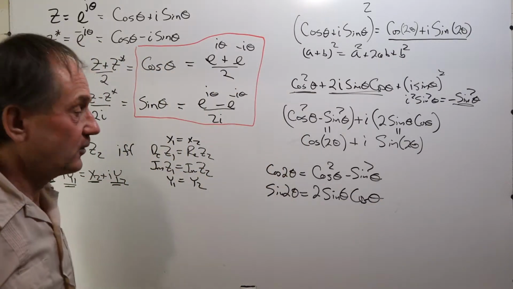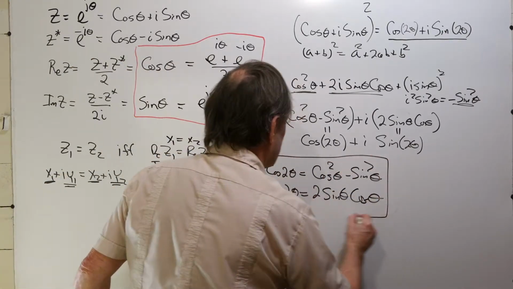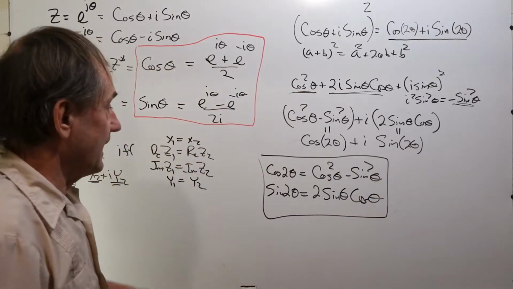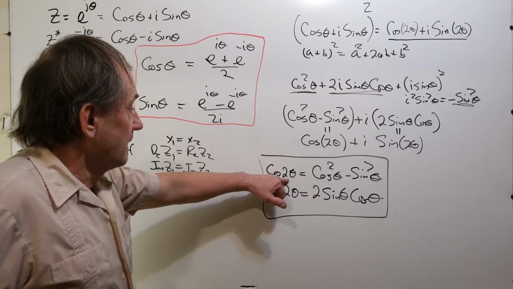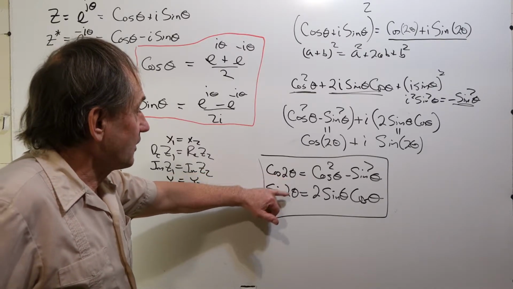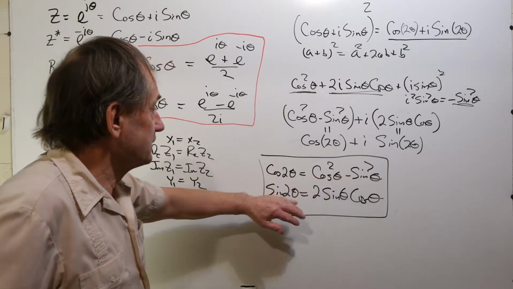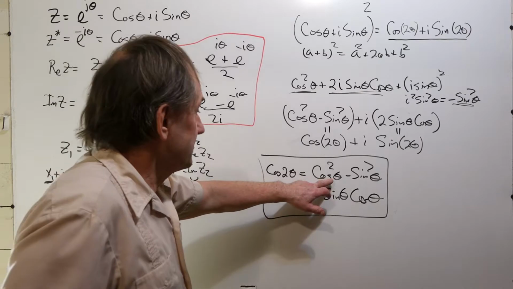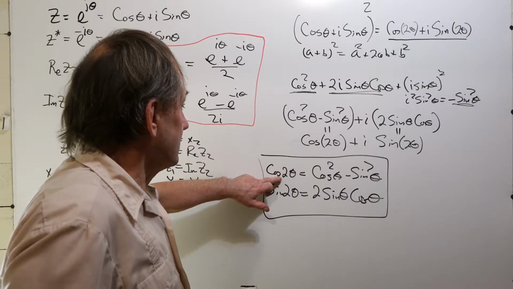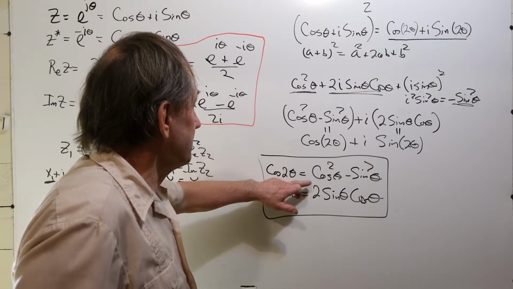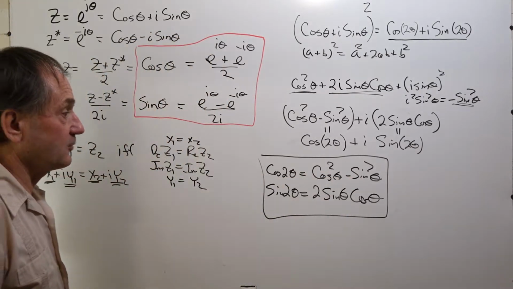So we have the first of our trig identities. This is called the double angle formula, where we can express the sine and the cosine of twice an angle in terms of the single angle. So for example, if theta is 10 degrees, we can get what the cosine of 20 degrees is. The cosine of 20 degrees can be written in terms of sines and cosines of 10 degrees.